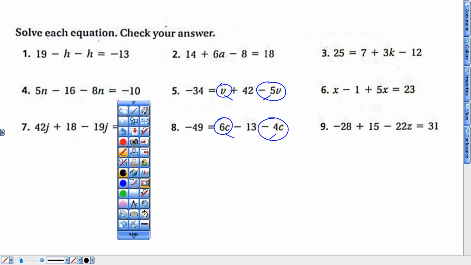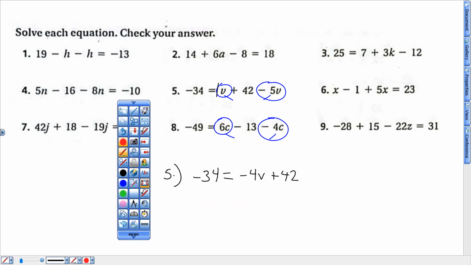So if I'm looking at number 5 there, combining that 1v with negative 5v, if I write it down here, that would give me negative 4v. So I have that negative 34 right there, equal, and then that 1v minus 5v gives me negative 4v. And then I still have that plus 42. And this is a two-step equation. The way it looks is complex, but I promise you it's nothing more than just solving a simple two-step equation like this.